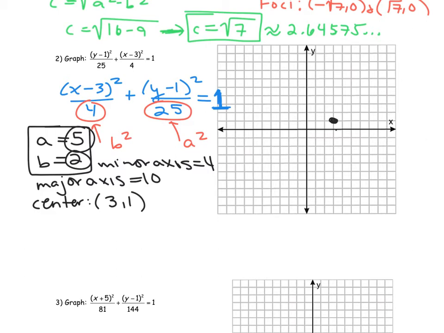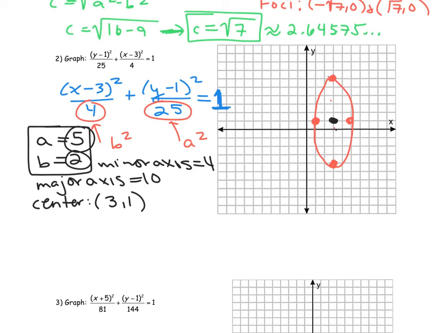Okay. And I'm going to sketch in because we know that our b value is 2 and our a value is 5. Remembering that the major axis will be vertical. So I'm going to go up 1, 2, 3, 4, 5. Down 1, 2, 3, 4, 5. And then the minor axis is horizontal, so I'm going to go 2 to the right and 2 to the left. And I'm going to draw in my ellipse as best as I can. All right.